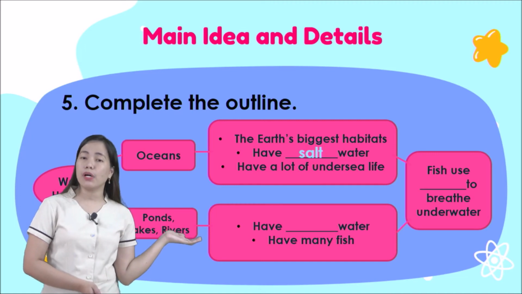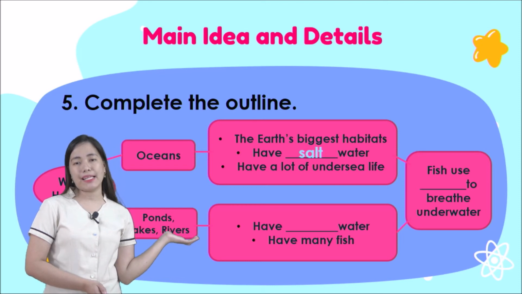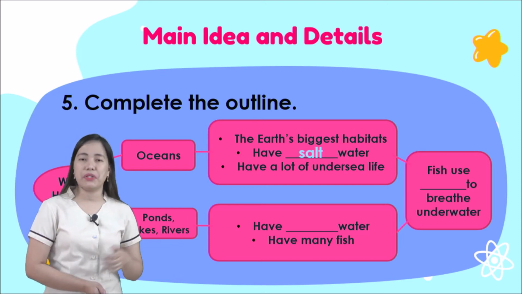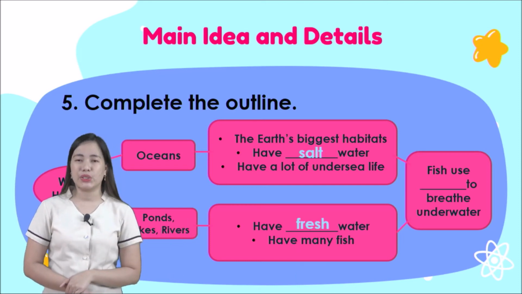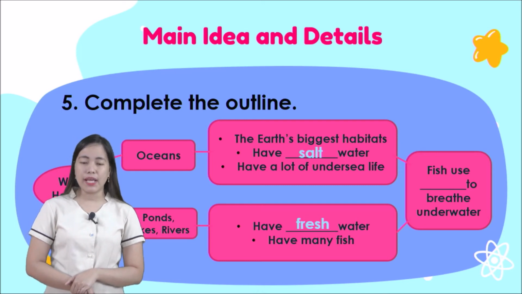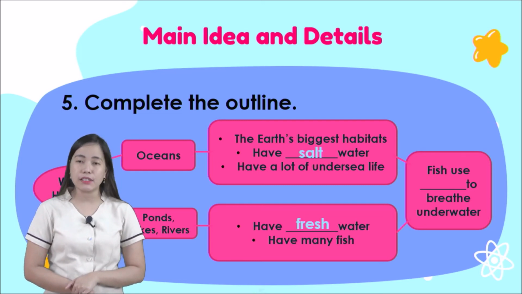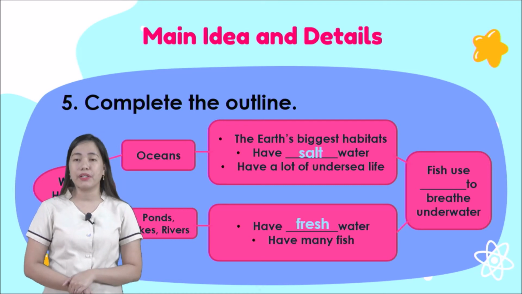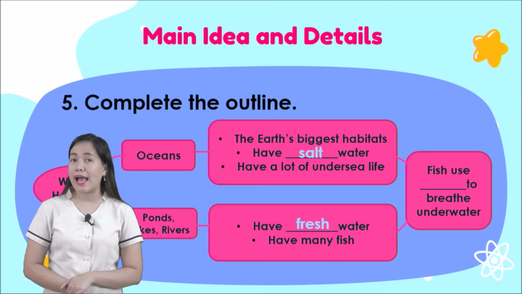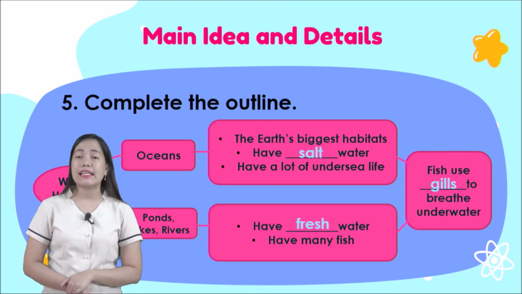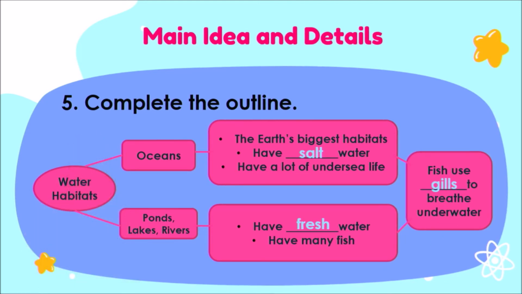How about the ponds, lakes, and rivers? They have blank water and have many fish. What's the water in the ponds, lakes, and rivers? Very good. Fresh water. And then the last one. Fish use blank to breathe underwater. What do they use? Is it lungs? No. Very good. It's gills. Okay, good job, kids.